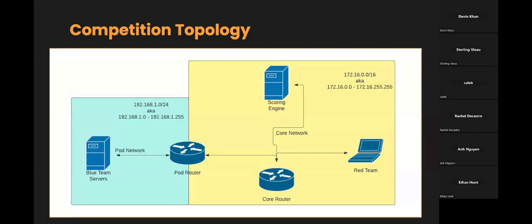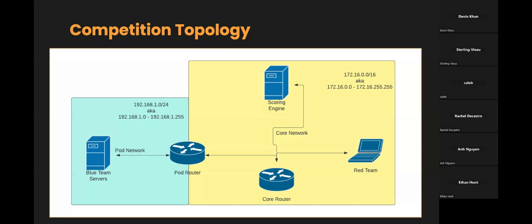All right, so here's a really high level overview of the general competition topology in CCDC. I'll explain how this works. I'll start with the core router. The core router is what allows all the different networks and teams in the competition to access the public internet. Everything goes through the core router, and connected to the core router for blue teams is our pod router.